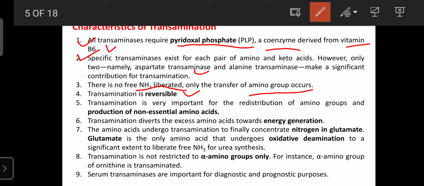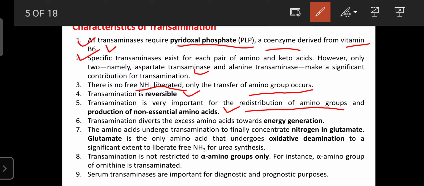Transamination is very important for the redistribution of amino groups. It helps in the transfer of amino groups, and continuously supplies amino groups for the production of certain non-essential amino acids. Those non-essential amino acids do not need to be taken from dietary sources, because due to transamination reactions they are produced in our body. Transamination supplies the amino group and helps in the production of non-essential amino acids.